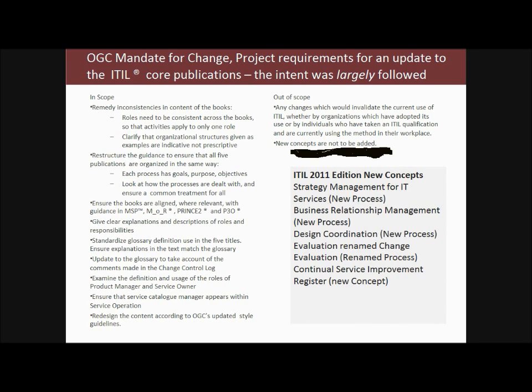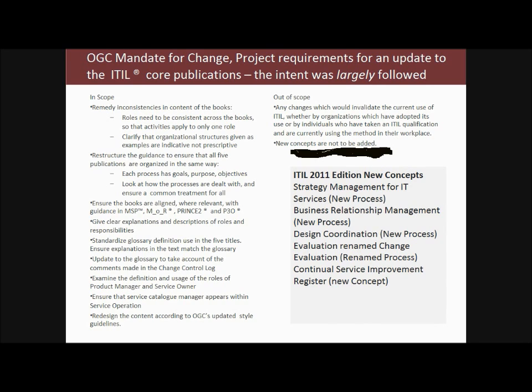So what's new? We've got a strategy management for IT services process. Actually, there was a strategy management in service strategy before, but it wasn't clear. Some people interpreted it as a process, other people didn't. Now it's official. It's a process. BRM, we know that's a process. Why wasn't it in ITIL V3? I don't know. So they've added it.